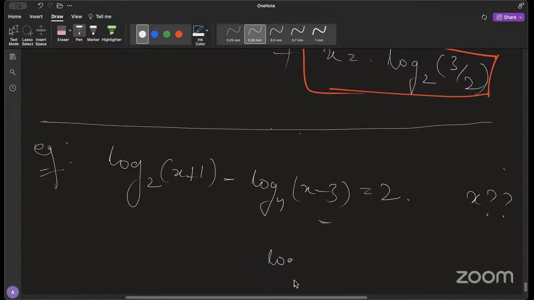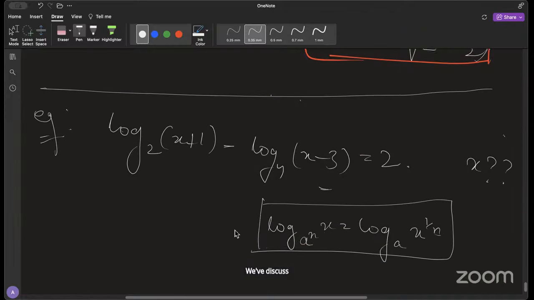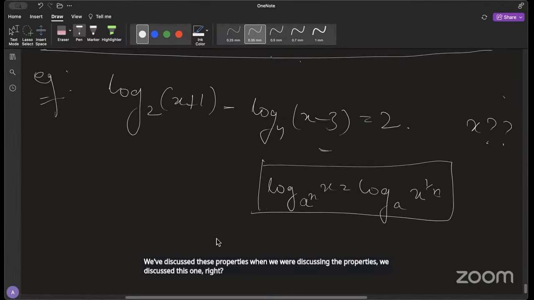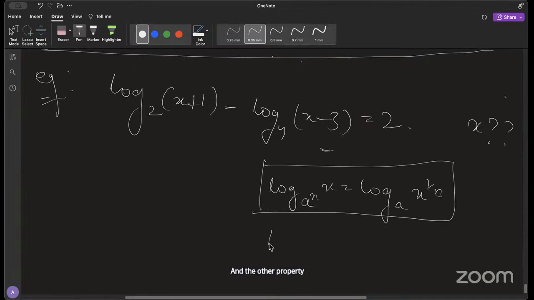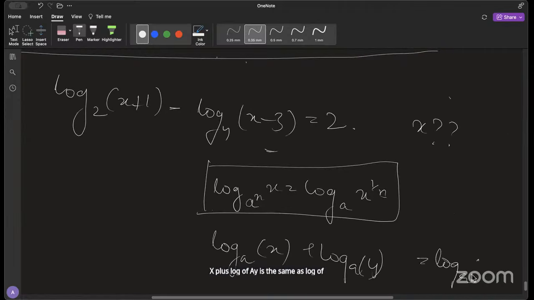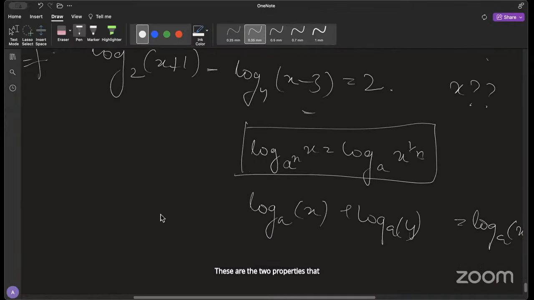We already know that log base a^n of x is the same as log base a of x to the power 1/n, right? So we'll use this property. We've discussed it when we were discussing the properties. And the other property is this simple one, where we said that log_a x plus log_a y is the same as log_a xy. These are the two properties that are used in this question.